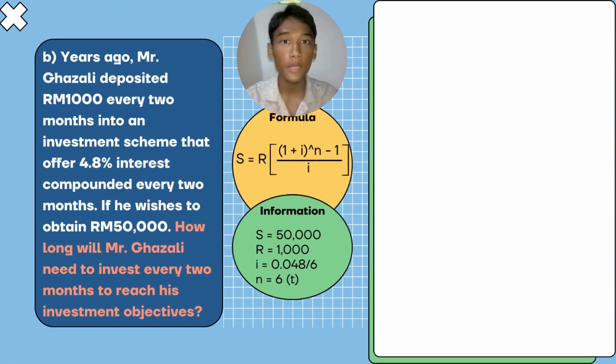Since we are running out of time, I can't read all the text, but I will explain how to do it. For this question, we are looking for the term, that is how long Mr. Ghazali needs to invest 1,000 every 2 months if he wants to reach his objective, which is 50,000. For this question, I'm using the S formula from chapter 4 annuity. And the information I got from the text is S equals 50,000, R equals 1,000, i equals 0.048 over 6, and n is 6 times t.